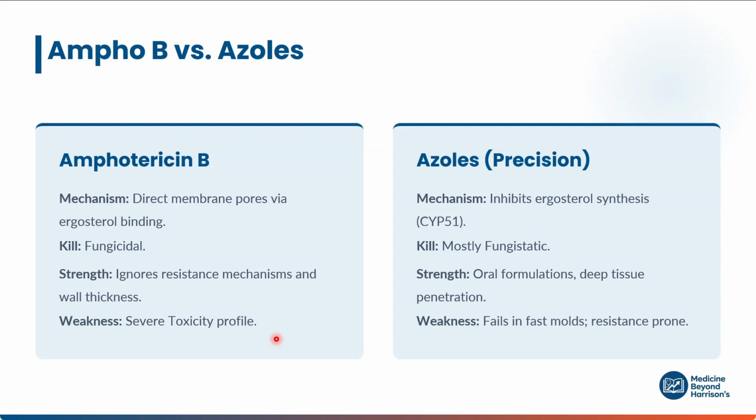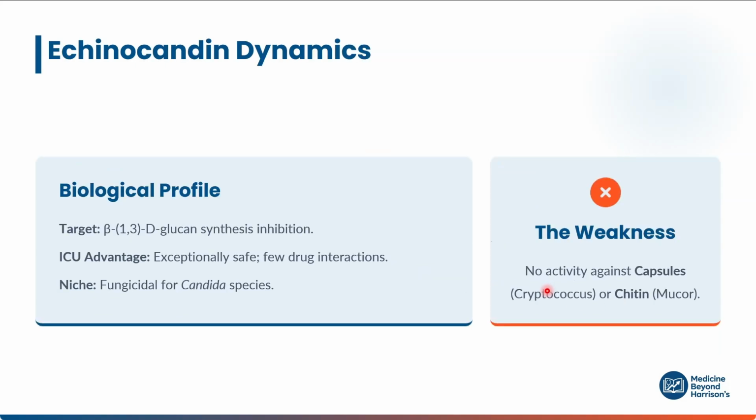Azoles have precision. They inhibit ergosterol synthesis through cytochrome 51. Mostly static, with oral formulations and deep tissue penetration, but they fail in fast molds and are resistance prone. Echinocandins, dynamics: echinocandins target beta-1,3-D-glucan synthesis and are exceptionally safe with very few drug interactions.